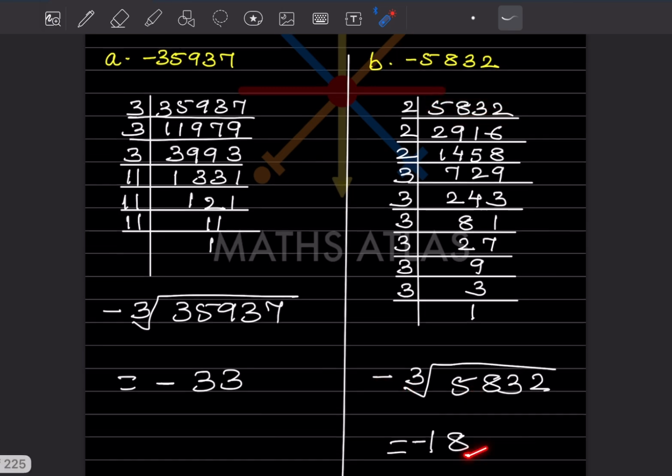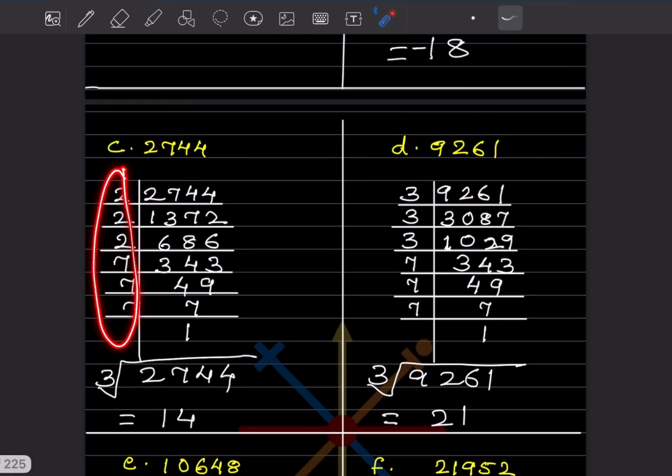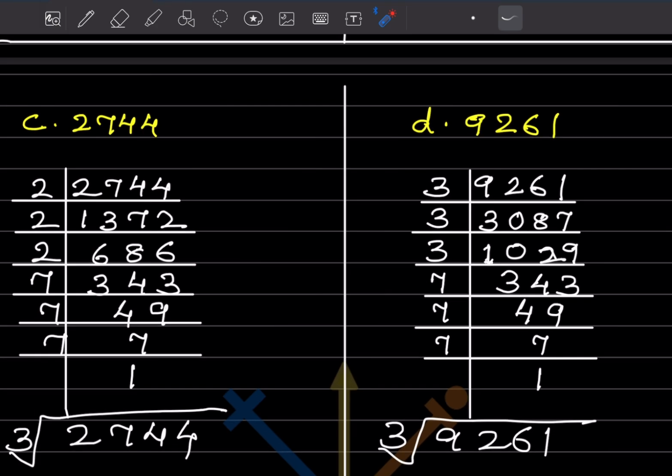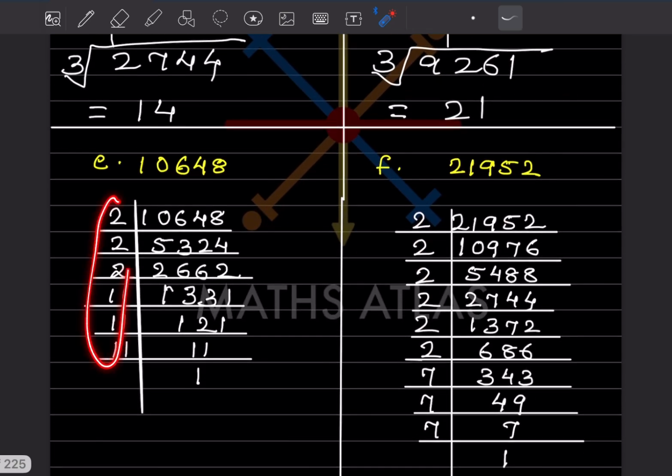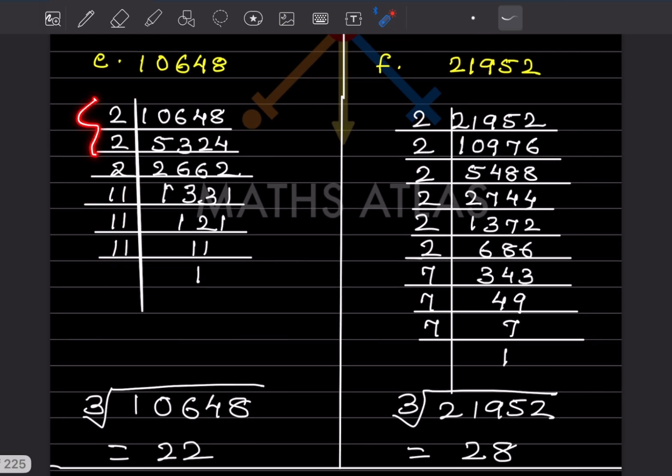Now these are the factors of 2744. So we'll make groups of 3. This is going to be 2, and this will be 7. So 7 times 2 is going to be 14. Here again these are the factors. So 3 sevens are 21. Again these are the factors of it. So that will be 2 elevens, that will be 22.